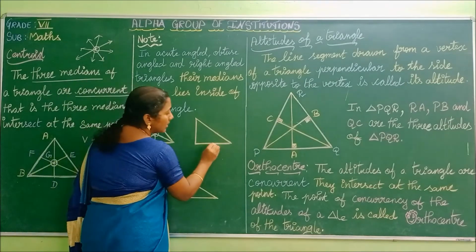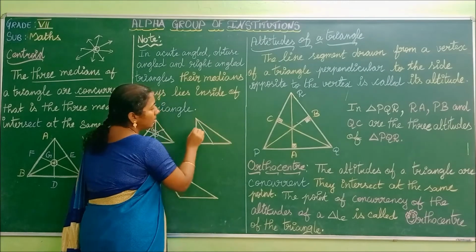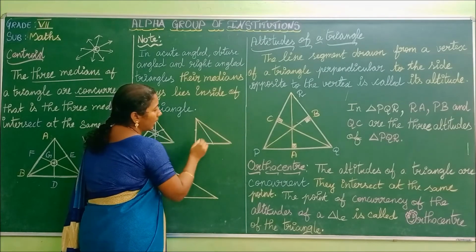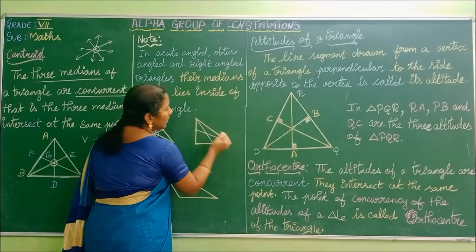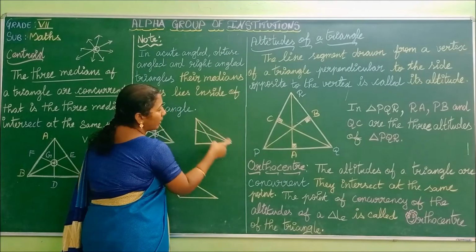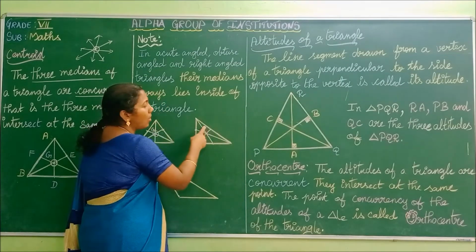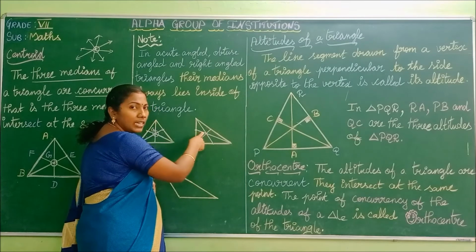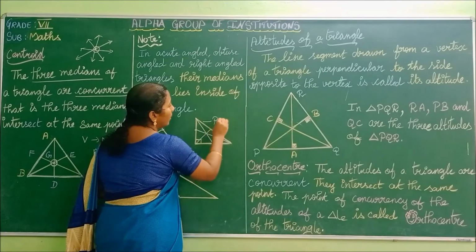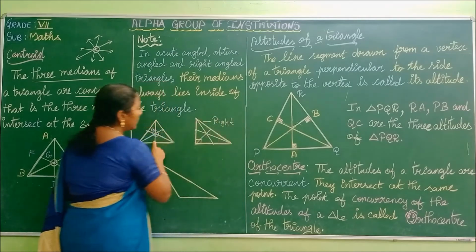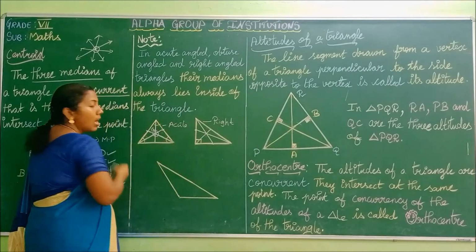Similarly, think that this is the midpoint of this side. So this is one of the medians. Think that this is the midpoint of this side. Join this midpoint to its opposite vertex. Similarly, think that this is the midpoint of this side. Join this midpoint to its opposite vertex. See, all three medians lie inside the triangle. This is what type of triangle? This is a right angle triangle. And this is an acute angle triangle, since all the angles are acute.